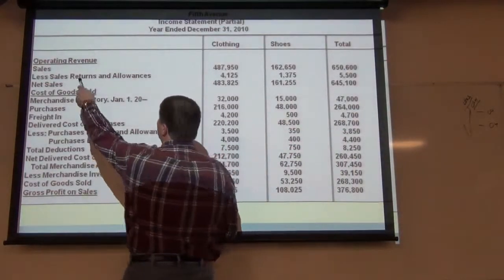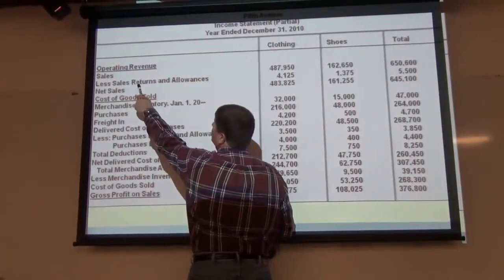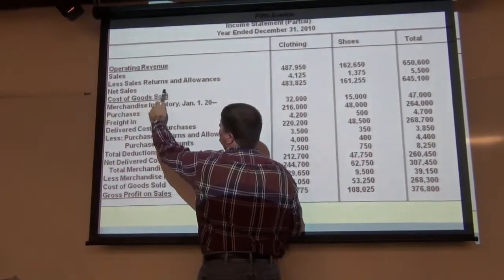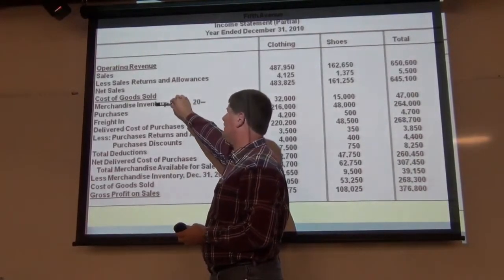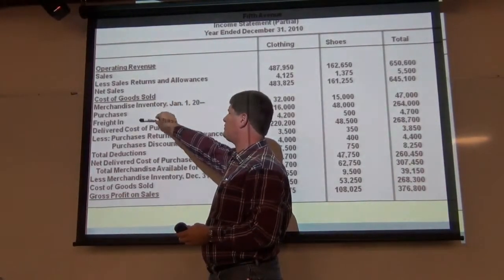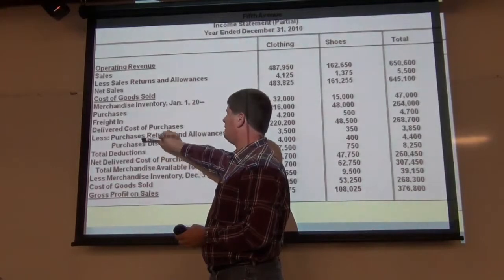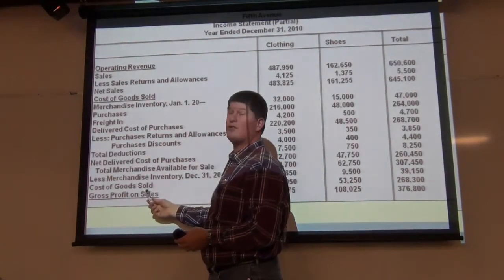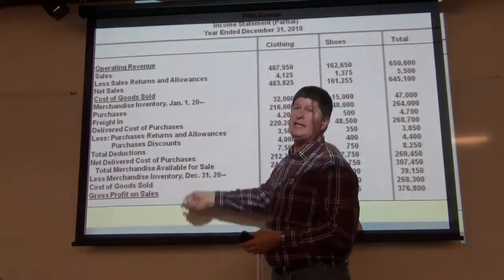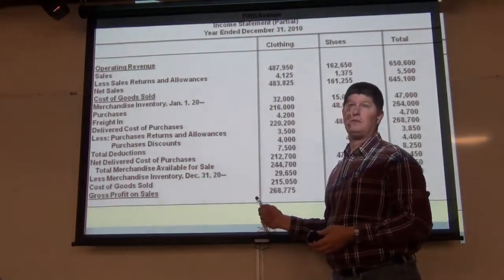So typical income statement: revenue, sales less returns and allowances, net sales. Cost of goods sold: inventory, purchases, freight in, less returns and allowances, less ending inventory gets you cost of goods sold and gross profit. It's a typical income statement to here.